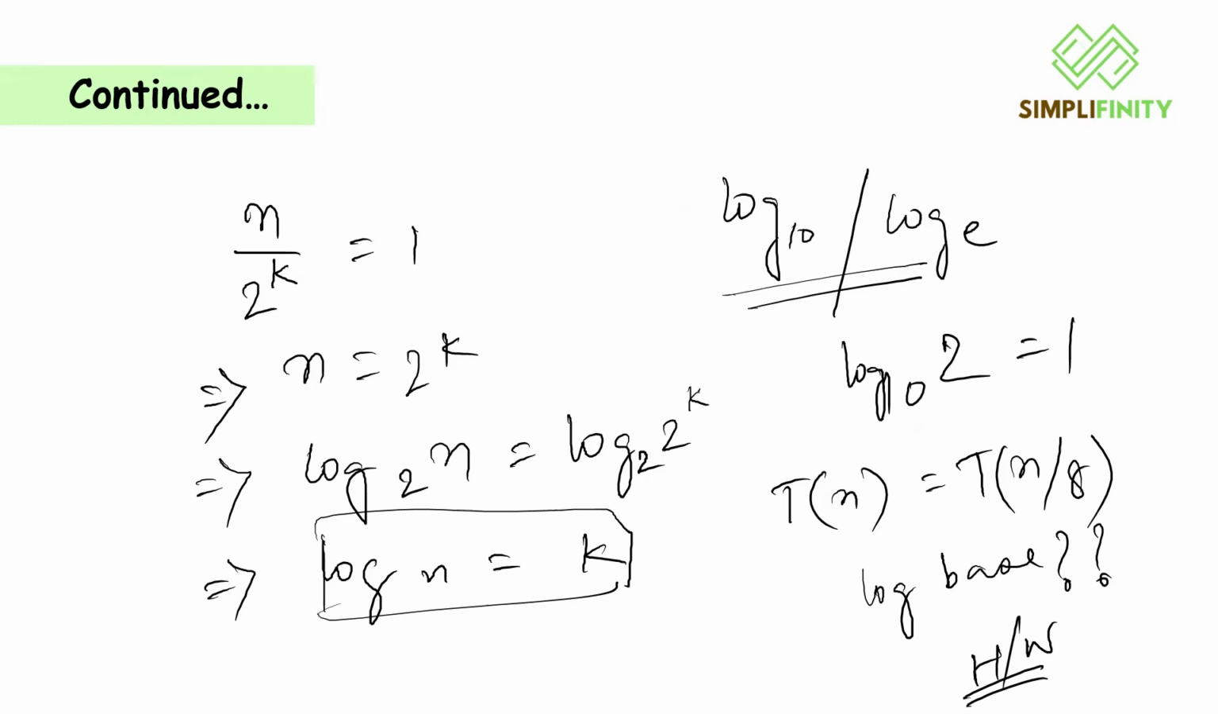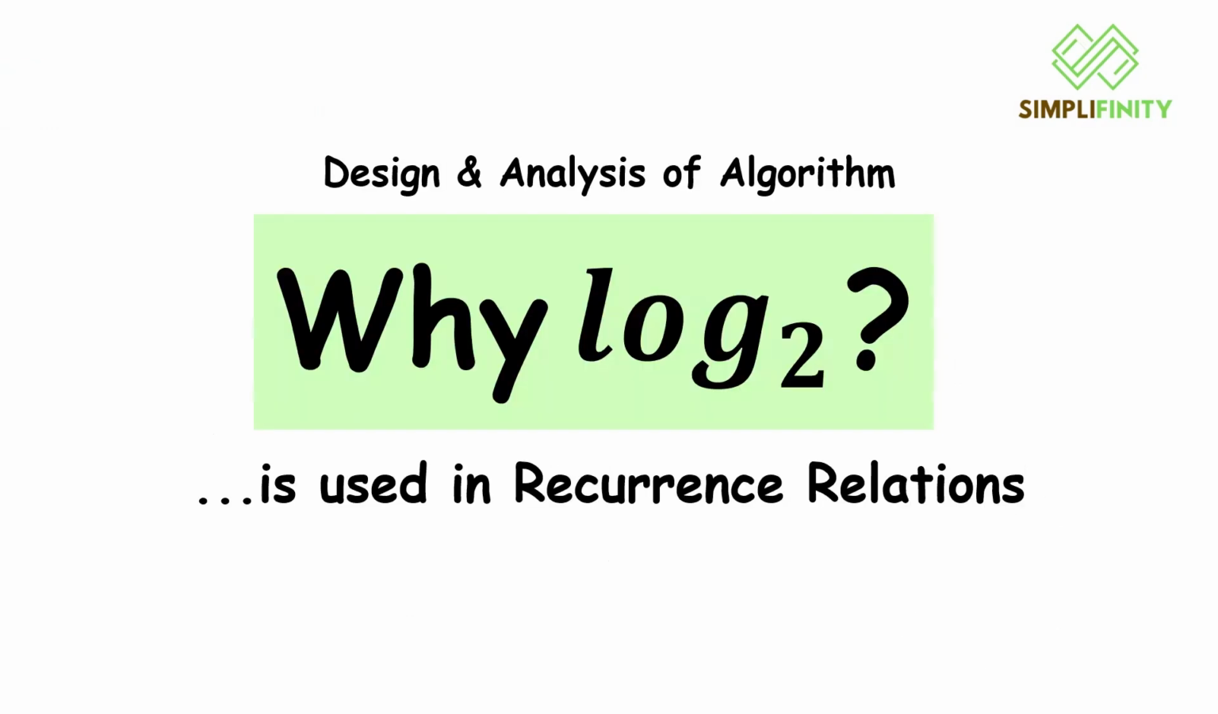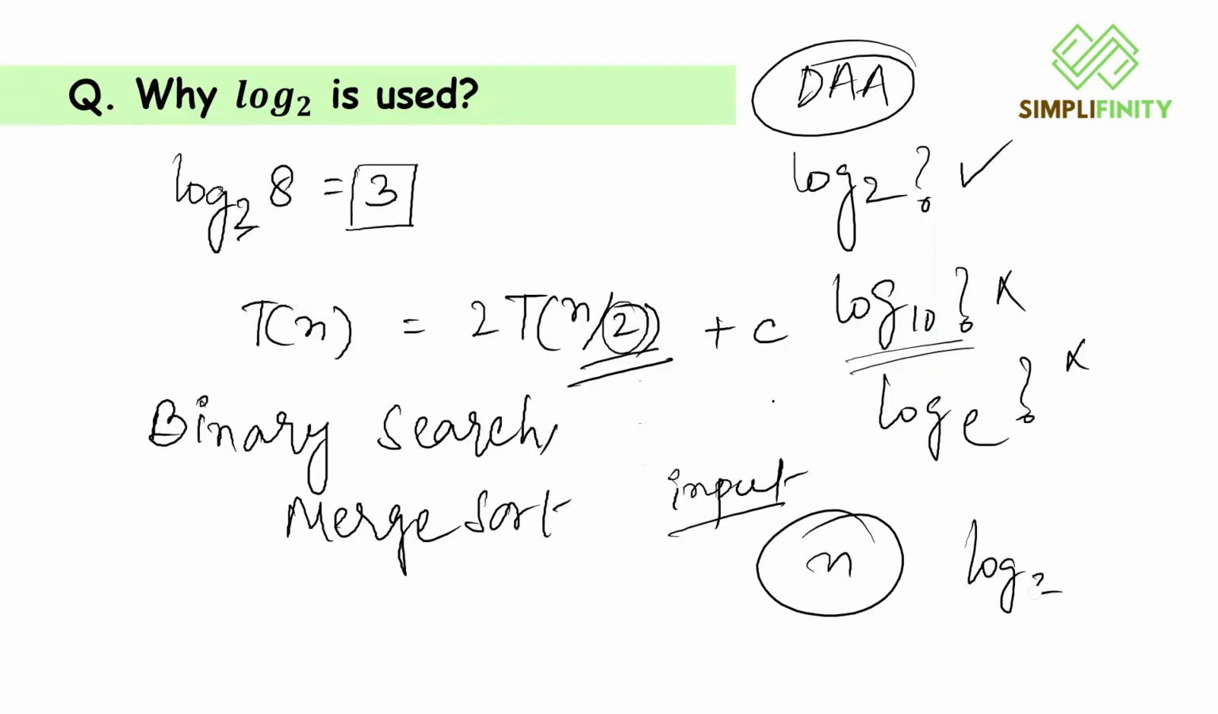So I hope you understand why we took log base 2 and not log base 10 or log base e, which we generally do. Why did we not do that in the recurrence relations? And this is your answer.